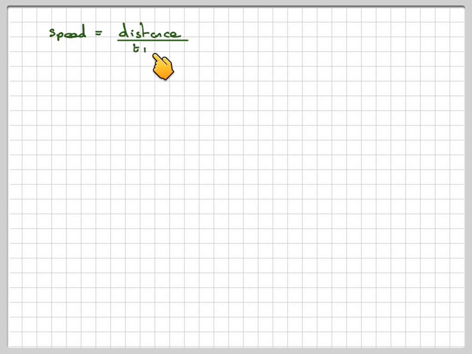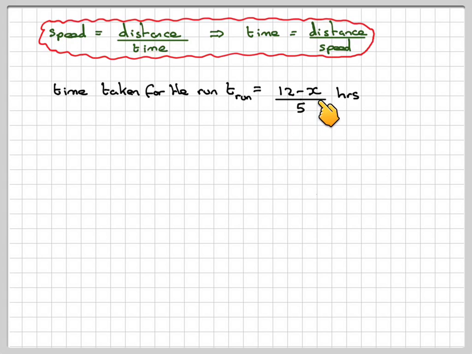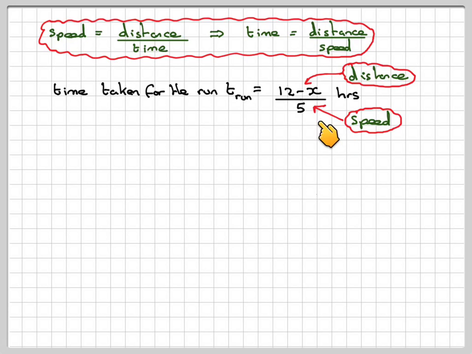Now, speed is equal to distance divided by time, which means that time is distance over speed. So time taken for the run, T run, is going to be 12 minus X, which is the distance, divided by the speed for that, which is 5 kilometers per hour. So that time will be 12 minus X over 5. This is the distance, and this is the speed that he ran at.